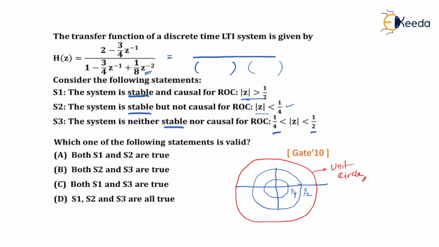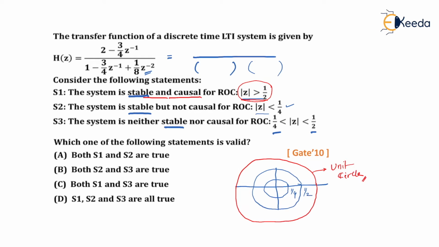Let us see statement number 1, and now we will figure out whether it is true or false. The system is stable as well as causal for ROC mod of z greater than 1 by 2. So you know that for causality, ROC should be outward. Secondly, for stability, it must include the unit circle.